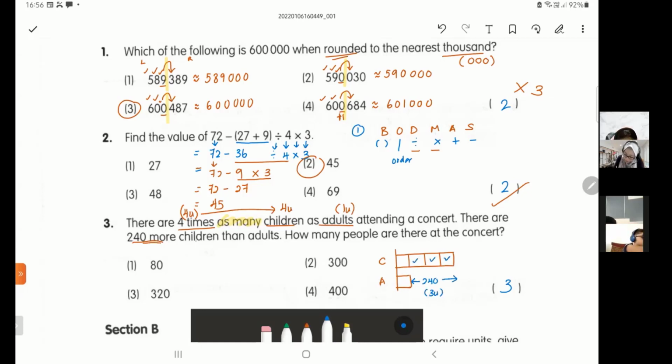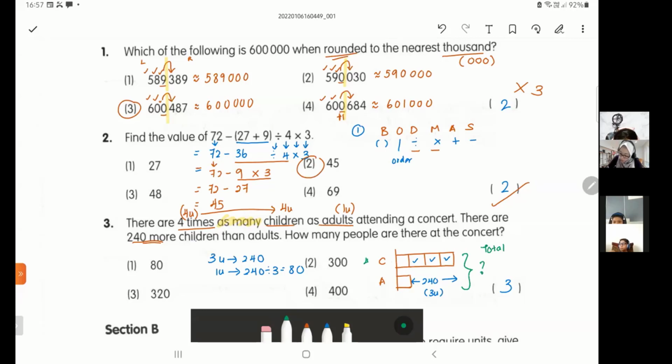So I have 3 units represent 240. 1 unit is 240 divided by 3. That gave me 80. Am I happy here? No. I want to know how many people are there in the concert, which means I want to find the total.